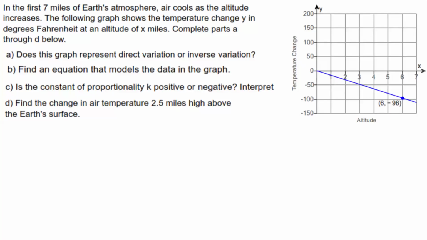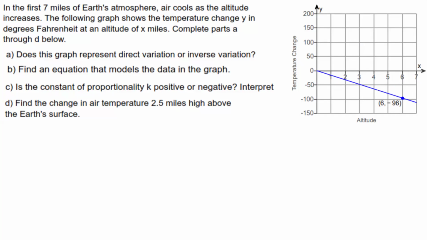All right, so in the first 7 miles of the Earth's atmosphere, the air cools as the altitude increases. The following graph shows the temperature change y in degrees Fahrenheit at an altitude of x miles. So this is going to be our miles, and this is going to be our temperature change. And so, does the graph represent direct variation or inverse?